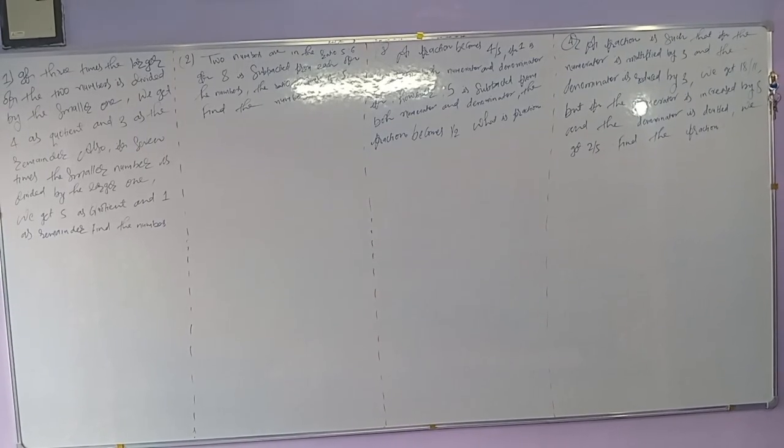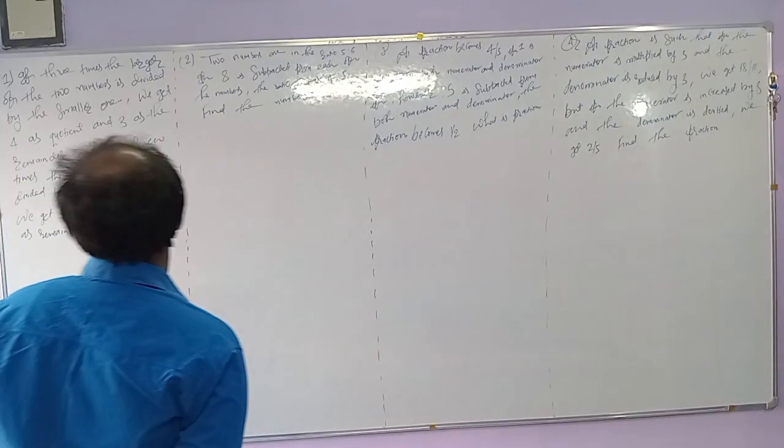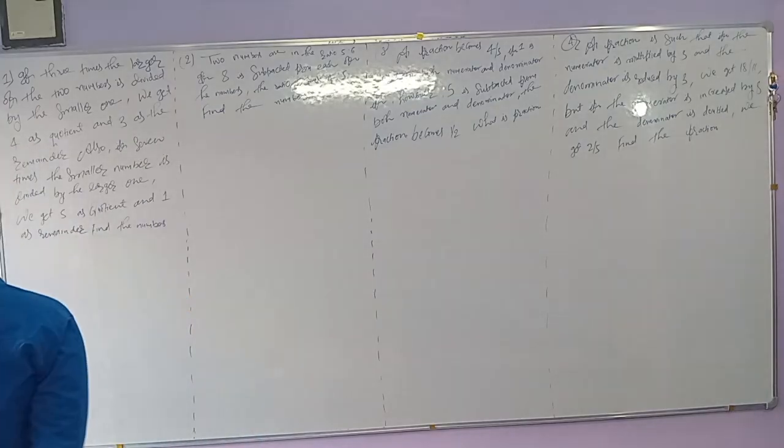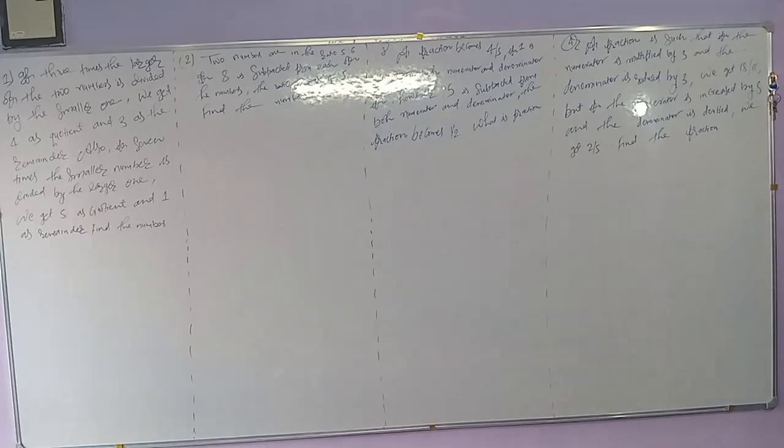So we have a four question of a word problem. And first one, if three times the larger of the two numbers is divided by the smaller one, we get 4 as a quotient and 3 as the remainder. Also, if 7 times the smaller number is divided by the larger one, we get 5 as a quotient and 1 as a remainder. Find the number.